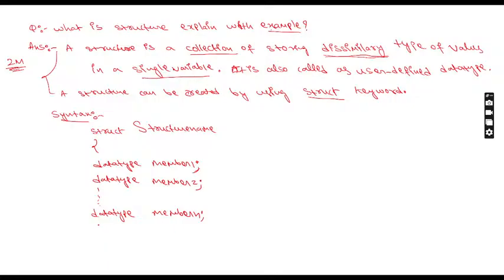After writing this, we have to close the flower bracket. You know the flower bracket? This is flower bracket open. This is flower bracket closed. Now try to remember, once you close the structure, you need to put the semicolon here. This is the only important thing you need to remember. Once you are closing the flower bracket, you need to put a semicolon here. This is the one special topic you need to remember.